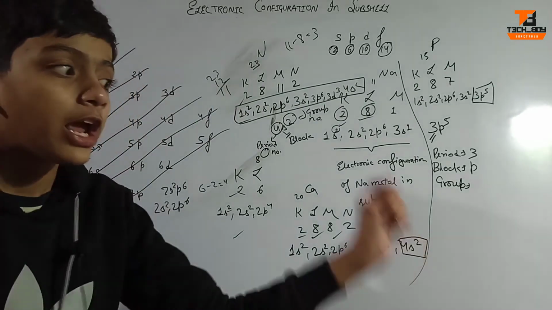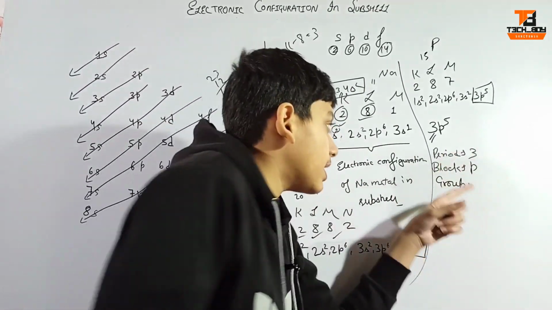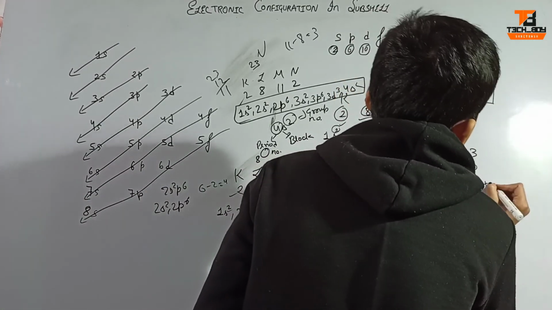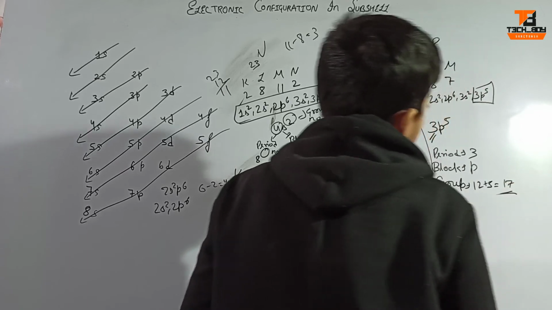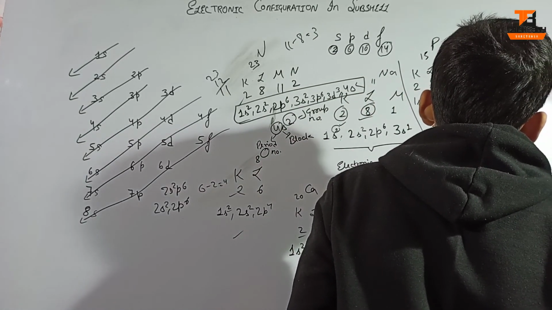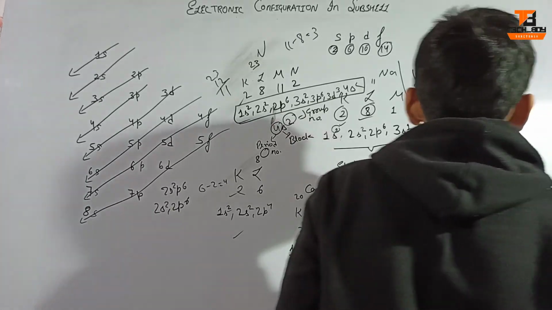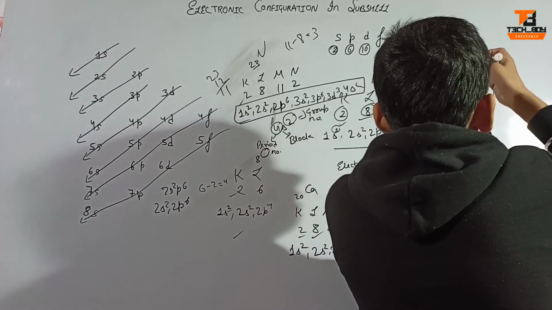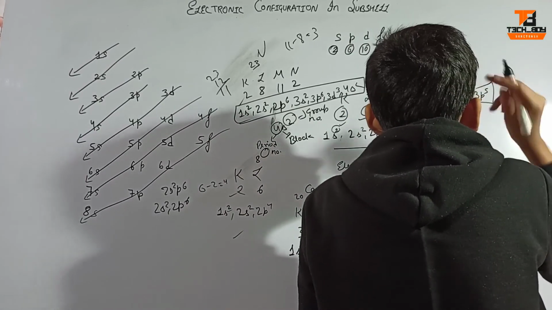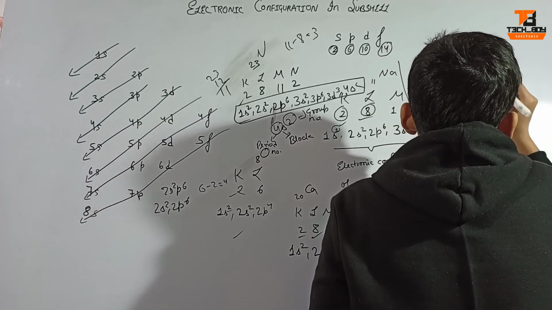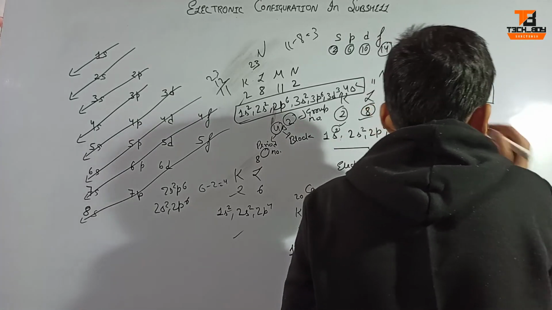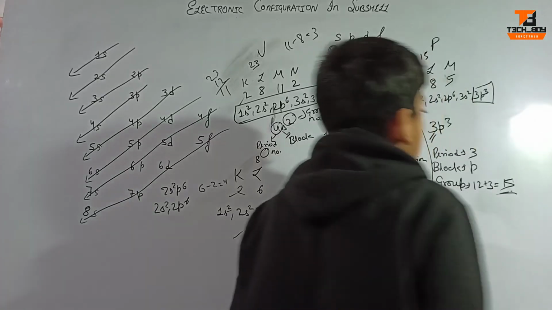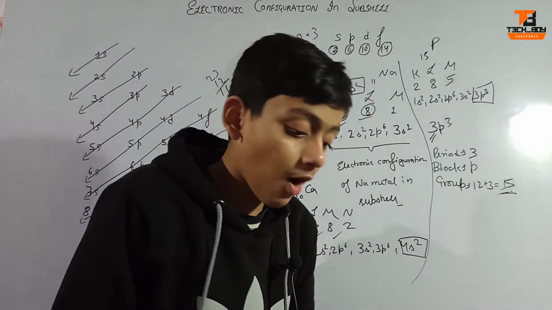Here's the formula for group: 12 plus the number of electrons in the outermost shell. So 12 plus number of outermost electrons. Sorry, here it will be 5, not 7, and in the P subshell it will be 3. So 12 plus 3 means it will lie in the 15th group, third period, and in the P block.